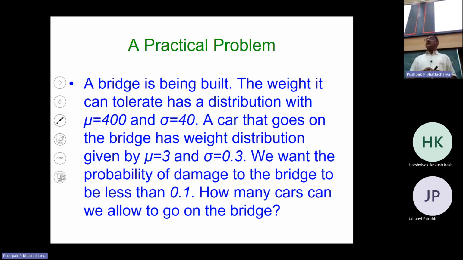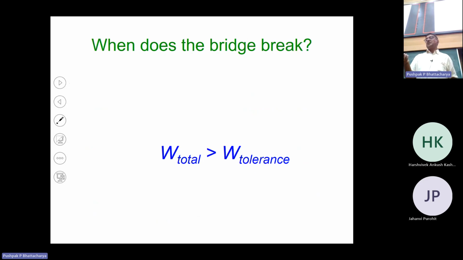Okay, we first have to propose that the tolerance of the bridge is normally distributed. The distribution of the car weight is again normally distributed, with mean and standard deviation found from data. And we want the probability of damage to the bridge to be less than 0.1. Let's see how to approach this problem. When does the bridge break? If the total weight on the bridge is greater than the tolerance weight.